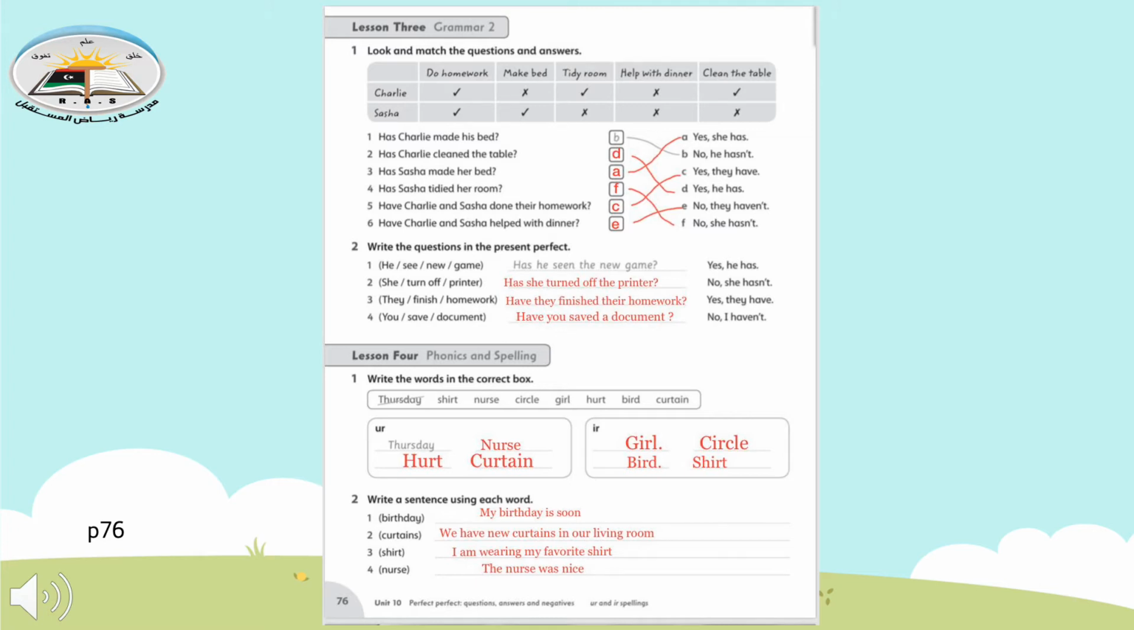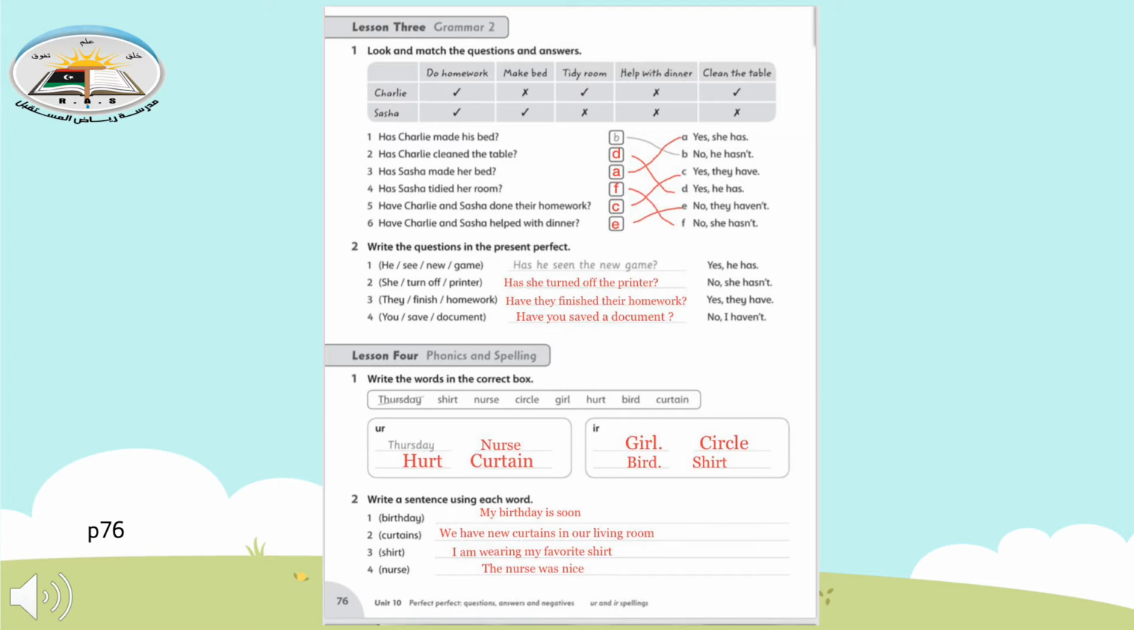Number 5. Have Charlie and Sasha done their homework? This matches with C. Yes, they have. Number 6. Have Charlie and Sasha helped with dinner? This matches with E. No, they haven't. Now question number 2. Write the questions in the present perfect. So we have some words. We need to make them into questions and we need to make it in present perfect.